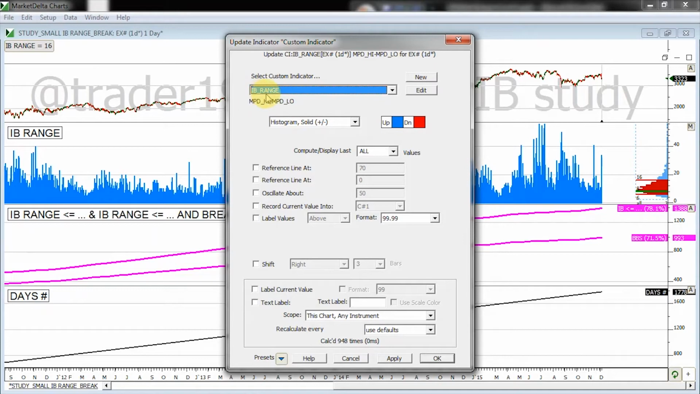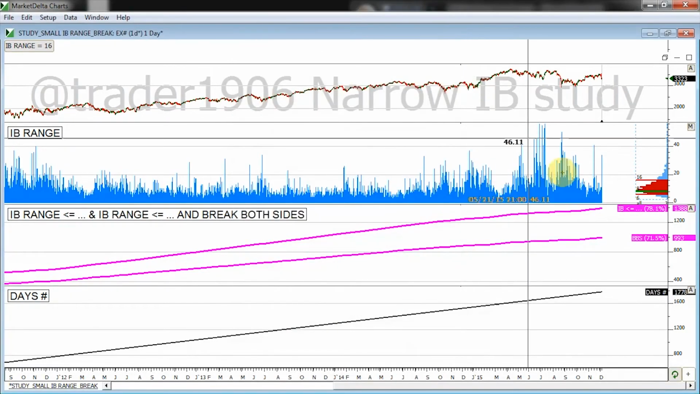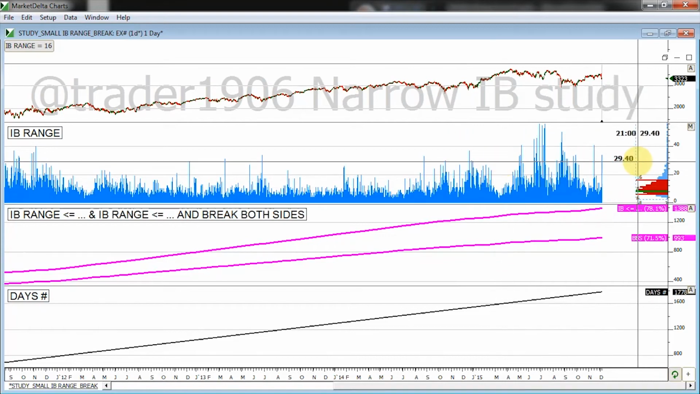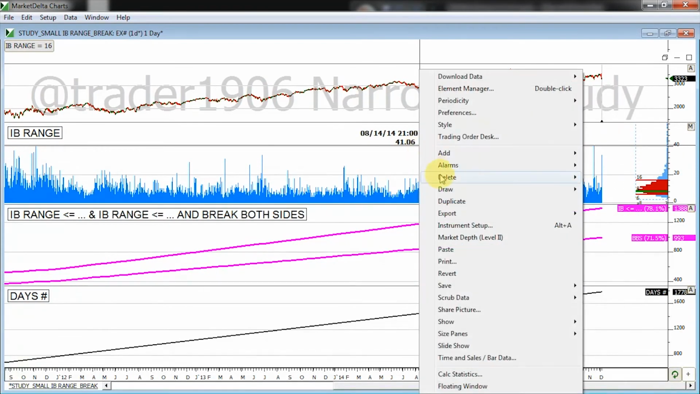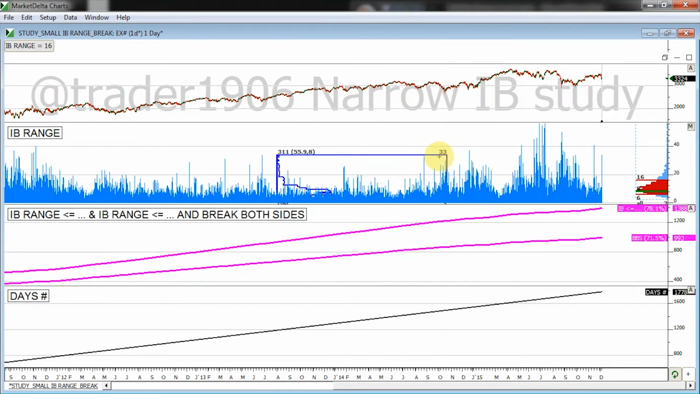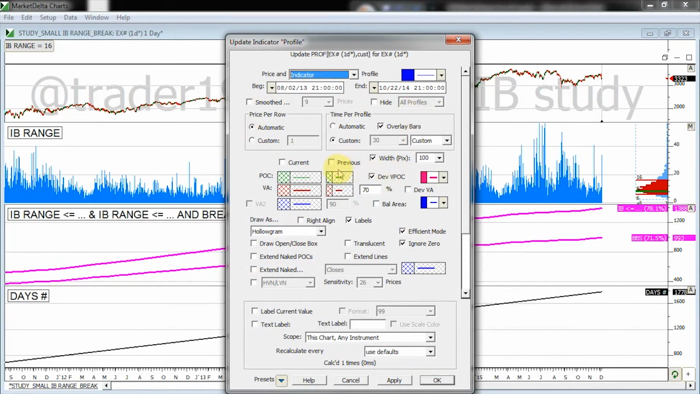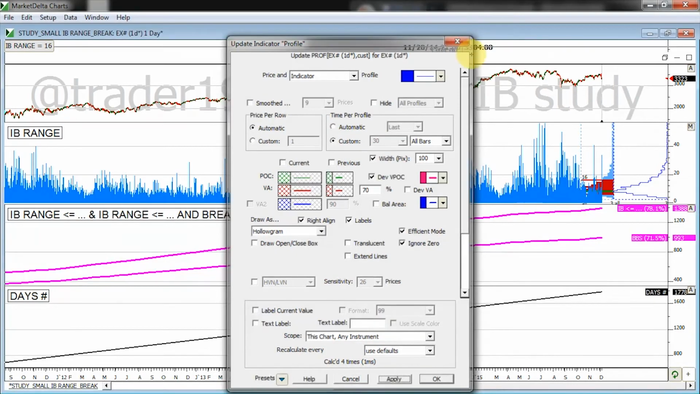And then it is plotted here as a histogram, just a standard histogram, and then if you want to apply a profile to this, so you can analyze the data, you right click, draw profile, and then you just draw a profile around the charts, and then you can right align it. If we go all bars, and then it shows you the same profile here.